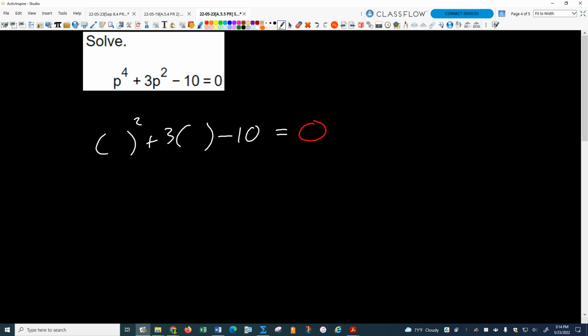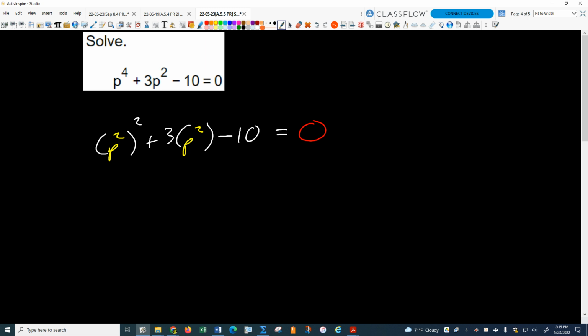In Unit 5, what could the pieces be for this quadratic trinomial? Carter, what's going to go in the parentheses there to make this look quadratic? Think about it, I need something squared to turn into p to the 4th. P squared, yeah, there you go. So I could make this quadratic in pieces of p squared. Now that looks quadratic, doesn't it? It looks like something squared plus 3 times something minus 10. That looks like a Unit 4 problem, right?